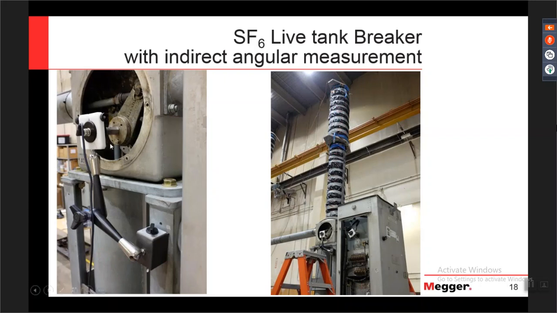So in this case, you measure the rotary motion to reflect the linear movement in here. So that's an indirect angular measurement.